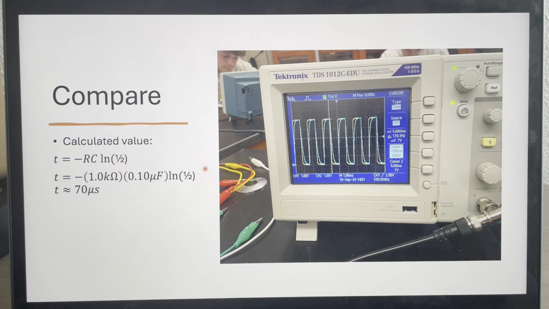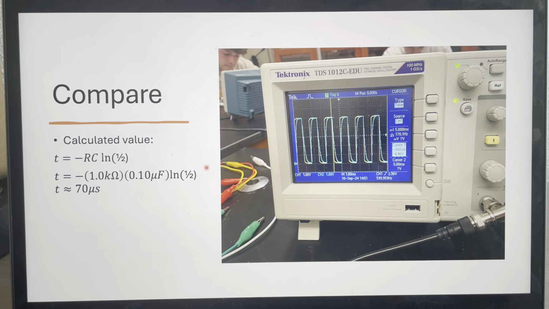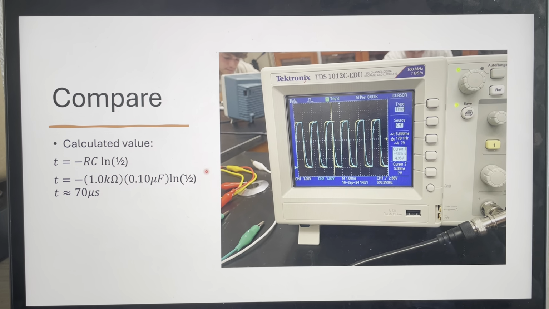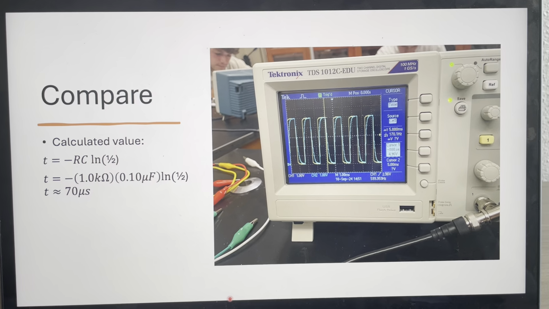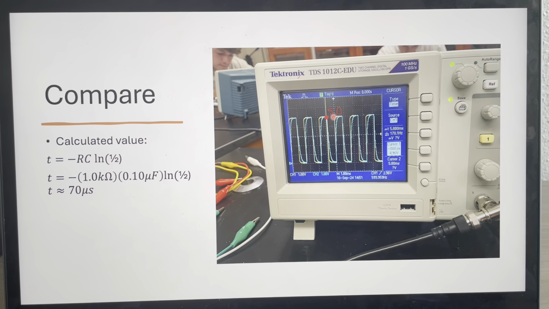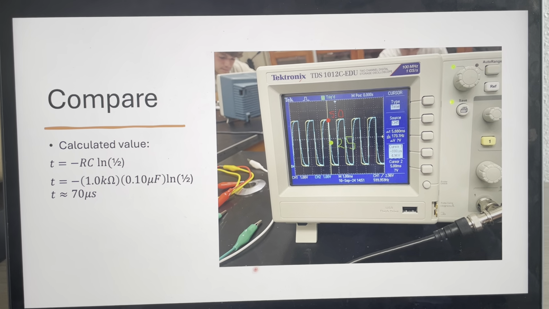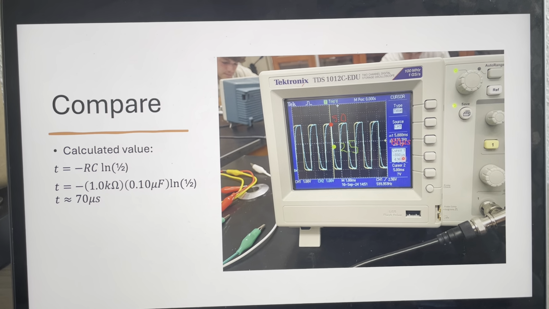So we added in RC for tau and found that t is equal to 70. And this can be found on our oscilloscope by adding in our first cursor at 5 volts and our second cursor at 2.5 volts. And this showed an output of 80.